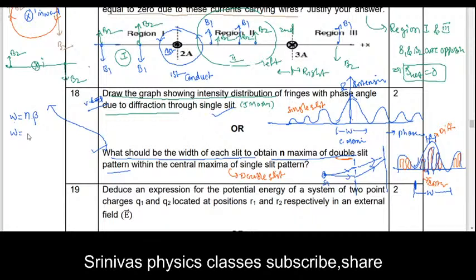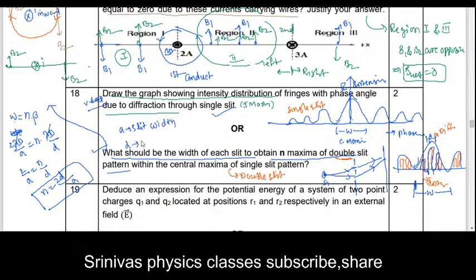Then the width formula we have is 2 lambda D by a. Fringe width formula we know is lambda D by small d. Okay, lambda D will be cancelled, and 2 by a is equal to n by d. The number of fringes is equal to 2d by a. This is the formula for number of fringes. What is a in this? A is the slit width. What is d in this? D is the distance between the two slits.